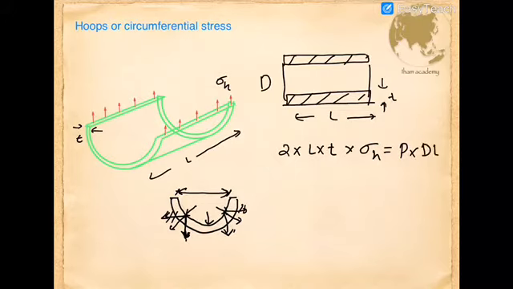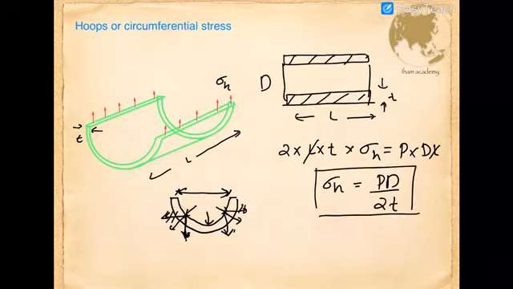Definitely the L will get cancelled. Sigma H will be PD divided by 2T. So this is the hoop stress. While coming to the radial stress, that can be neglected for a thin cylinder. So for a longitudinal stress, it is given by PD divided by 4T, and hoop stress is given by PD divided by 2T. So we already discussed that.